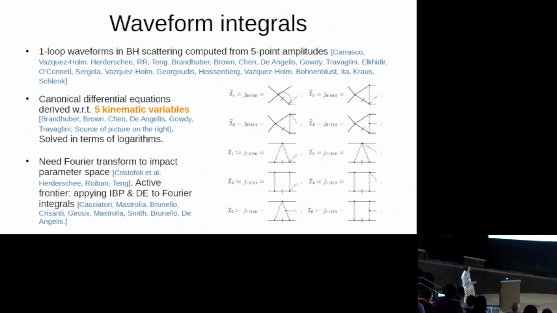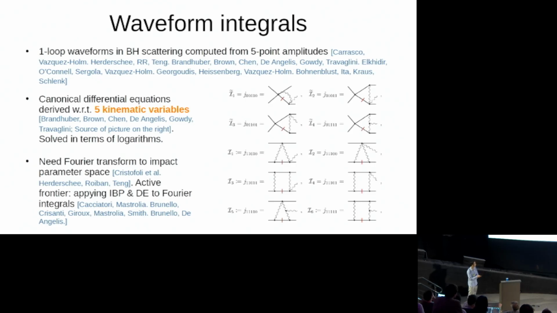Fortunately, at 1 loop, things are pretty well under control. In the 1-loop waveform, the most complicated special functions are your usual friend, just logarithms. This is in the frequency space, in the q space.